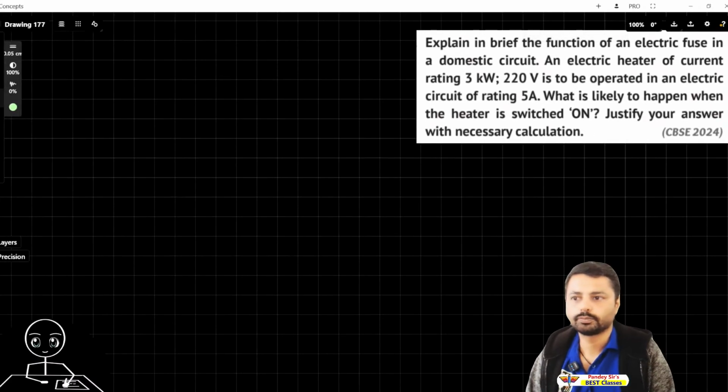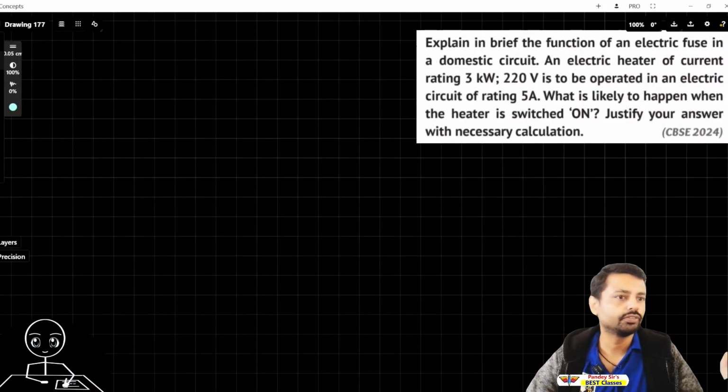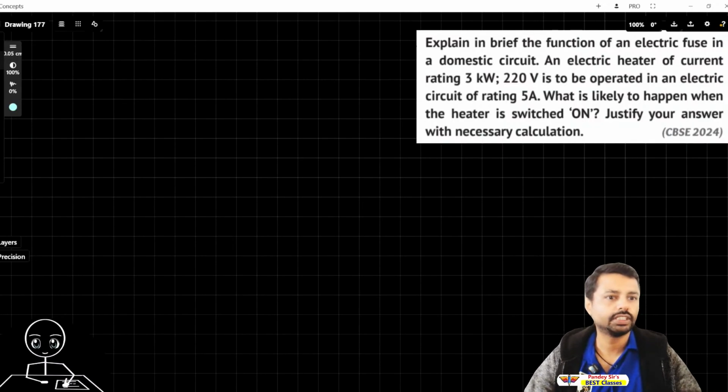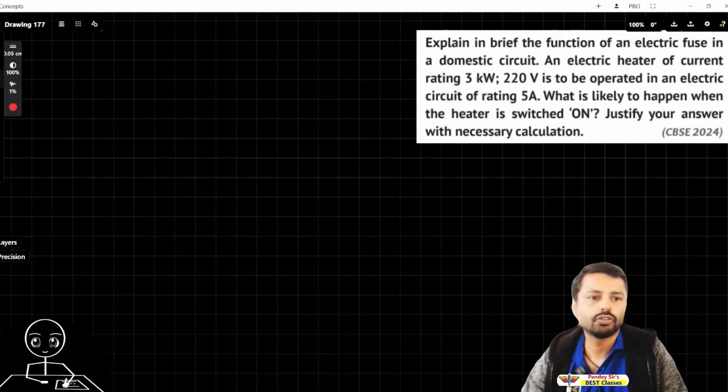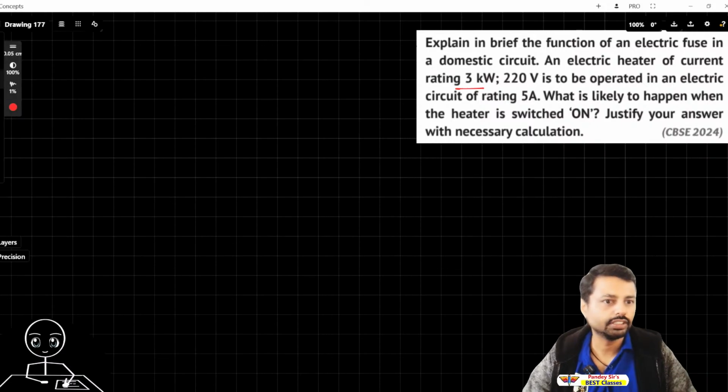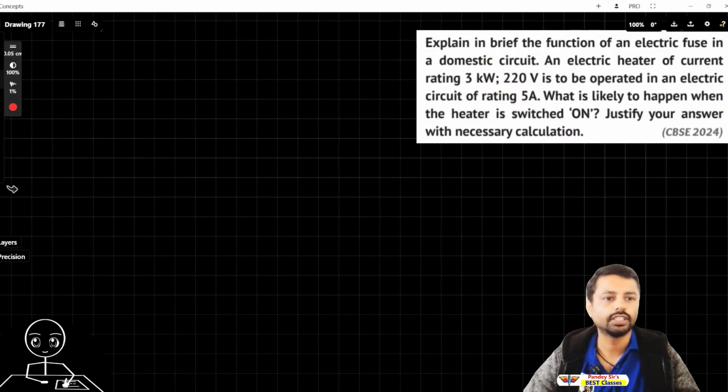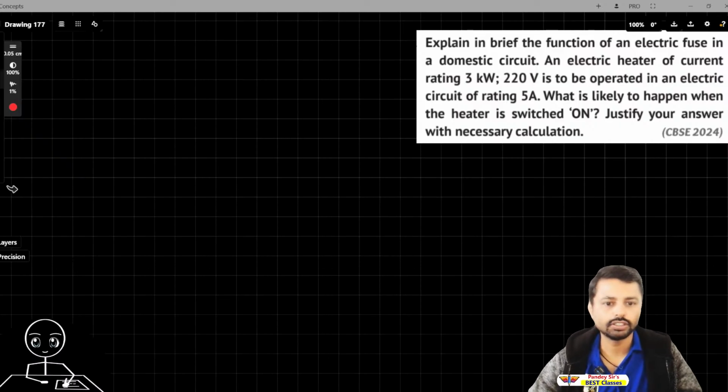Now here is that question. Explain in brief the function of an electric fuse in a domestic circuit. So what is the function? An electric heater of 3 kilowatt and voltage 220 is to be operated on a circuit of rating 5 ampere. Okay, so you have to say what is likely to happen when the heater is switched on. Now the circuit rating is 5 ampere. Okay, you have to find whether the total current is less or more, and all such things.